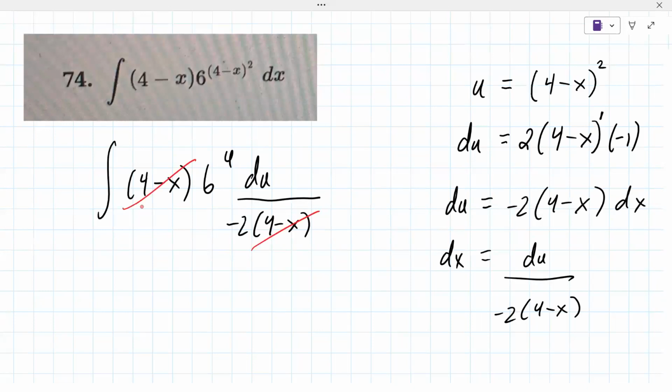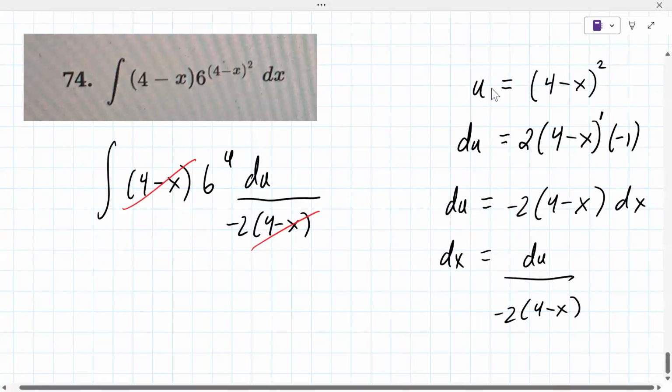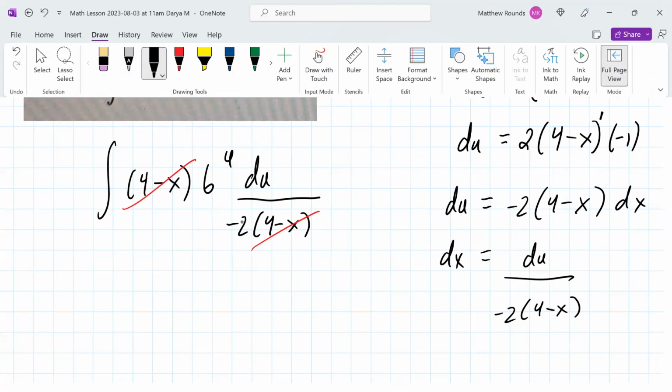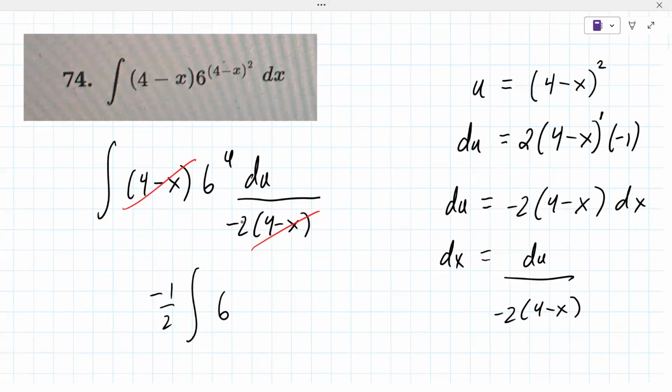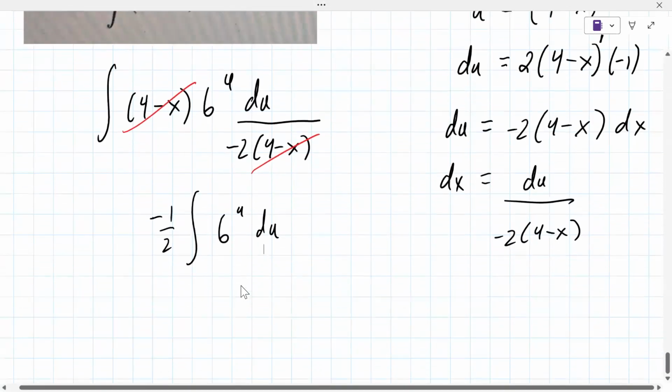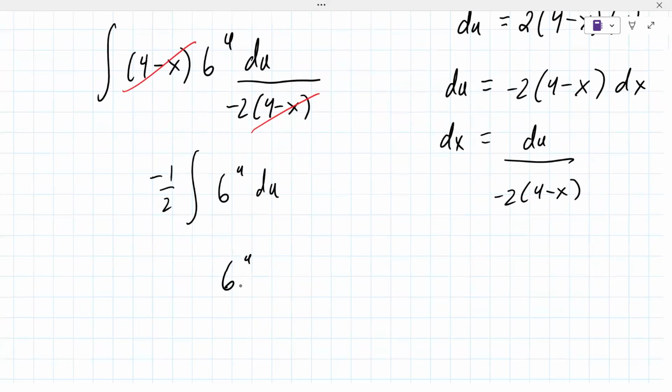That's another way to decide if your u is right: the derivative ends up appearing back in the original, and it does. So this -2 on the bottom is really -1/2 integral of 6 to the u du. And so you can see now this is one we can do. It becomes 6 to the u over natural log of 6, and then you bring the -1/2 down, plus c.